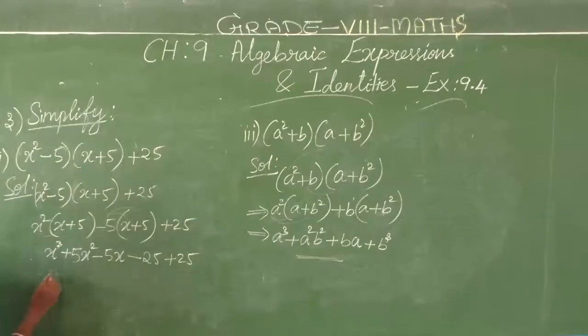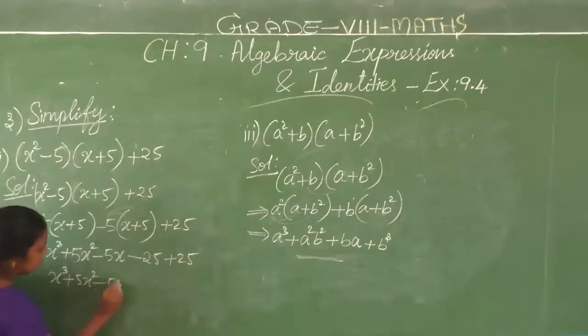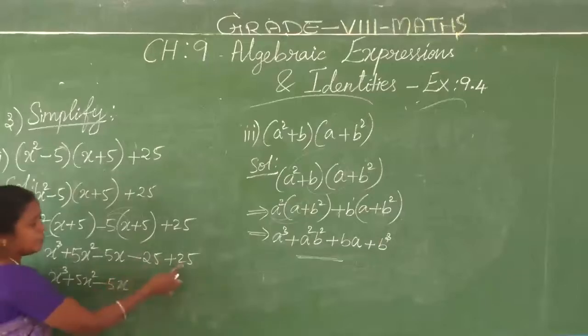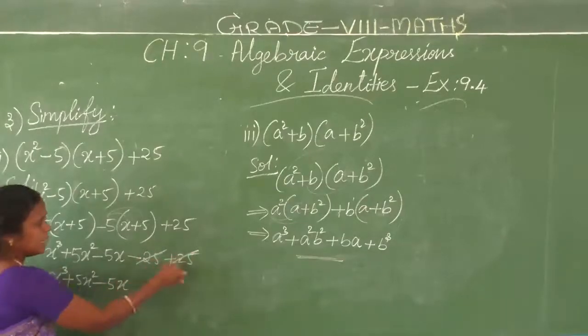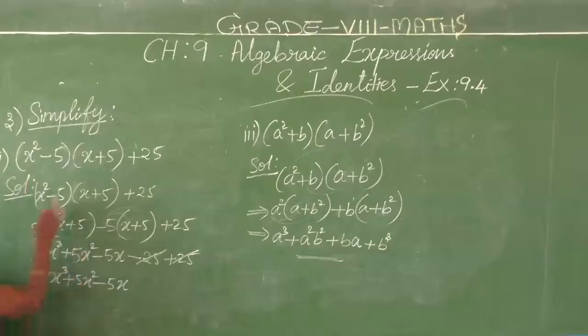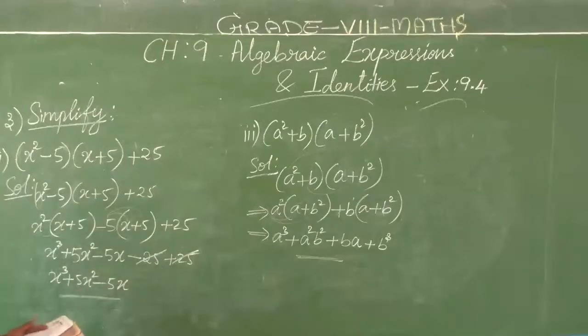Okay, simplify this. X cube has no pair, as it is, bring it down. For 5x square also there is no pair, bring it down. Minus 5x also alone, so bring it down. But minus 25 and plus 25 both will be cancelled. So the final answer for this simplification is x cube plus 5x square minus 5x.